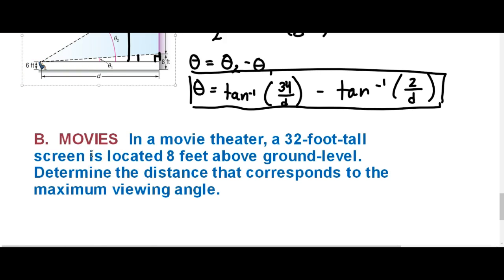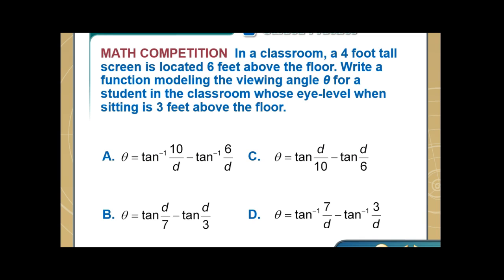So you'd want to sit 8.1 feet away from the screen, which actually seems pretty close. But that would be your maximum viewing angle. So here's a similar word problem that you can try on your own to see if you can model that difference in angles.